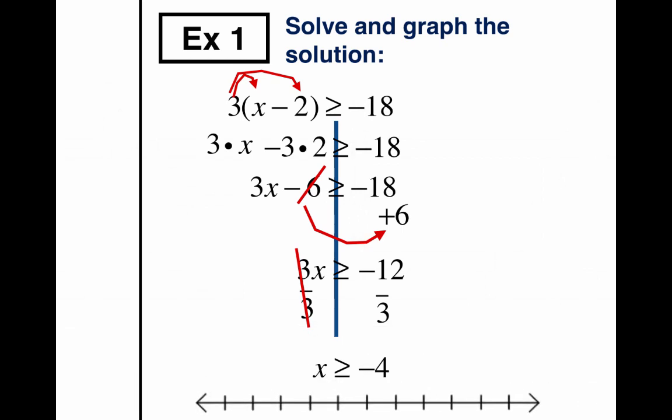Do I need to flip my sign? No, I just divided by 3. It wasn't a negative 3. So I don't need to flip my sign. I got an answer. x is greater than or equal to negative 4.